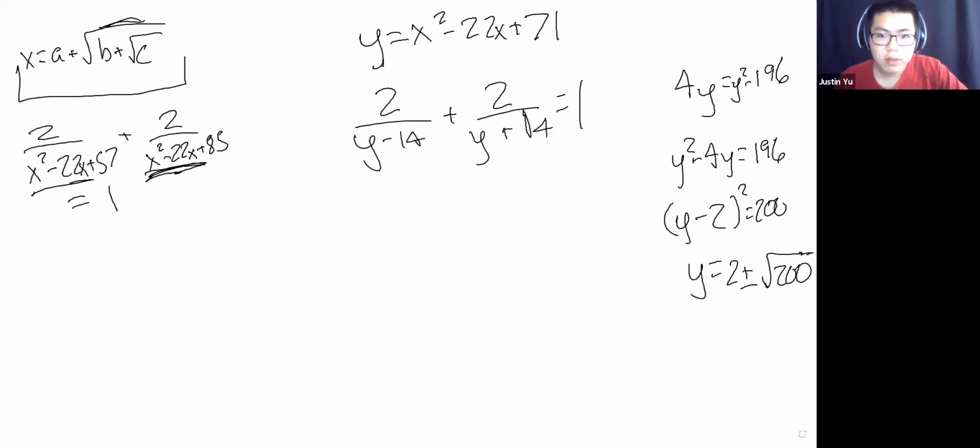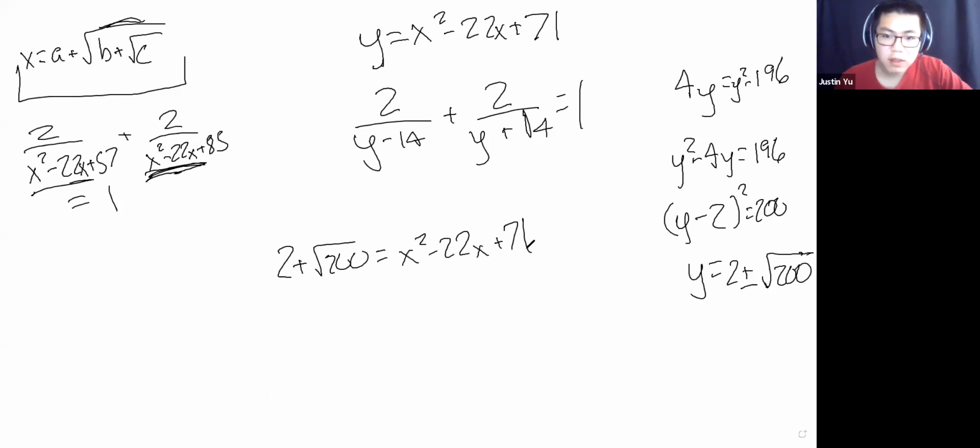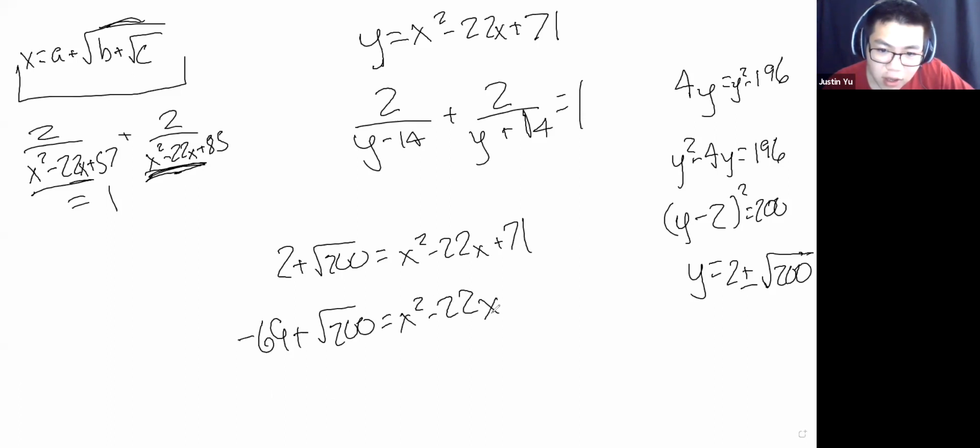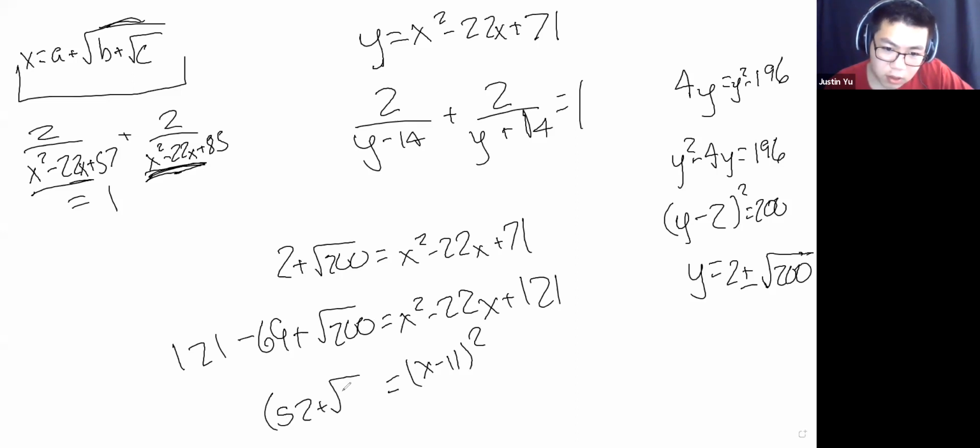So what do we do? 2 plus root 200 is x squared minus 22x plus 71. So we can do the same thing. Let's actually complete the square. I do not want to do quadratic formula with this. And then we're going to add 121 to both sides. And then this is going to become that, and the other side is going to become 52 plus root 200. So we want the maximum value of x. So we get x is equal to 11 plus.